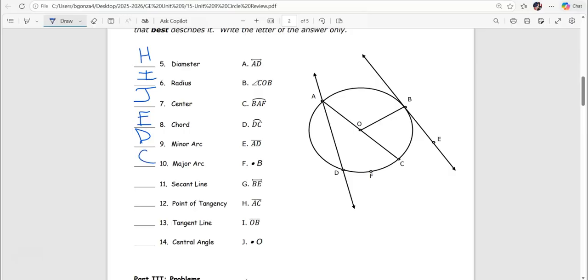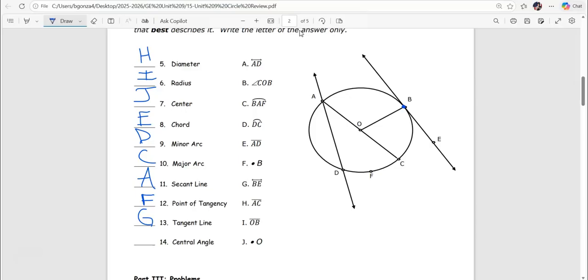Okay. Secant line goes through the circle, but it has arrowheads. AD, arrowheads. That's A. Okay. Point of tangency. The tangent line that touches it once is this line, BE, so it touches at the point B, so that's got to be my point of tangency. Letter F. Don't put letter B there, because that's something else. Tangent line, like I said, was BE with arrowheads, so that's G.